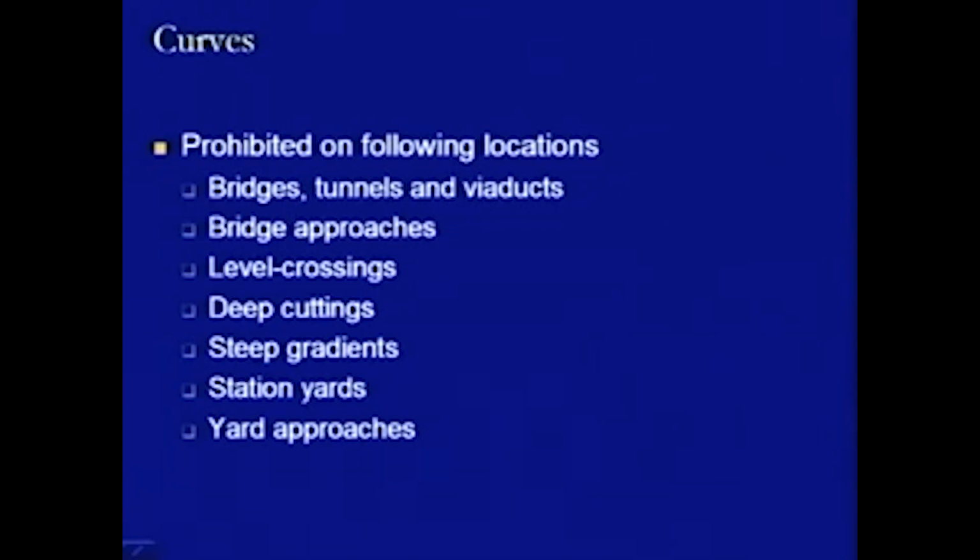Similarly, in the case of approaches of stations and approaches of bridges, curves should not be provided. The reason behind this is the sight distance. The driver should be able to see up to a sufficient distance ahead, because the station area has more safety concerns. There may be people crossing, or other things happening at the station. So, the driver should be able to see or visualize what is happening ahead of the train.